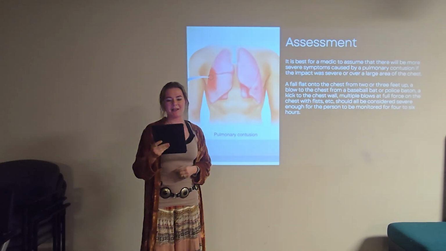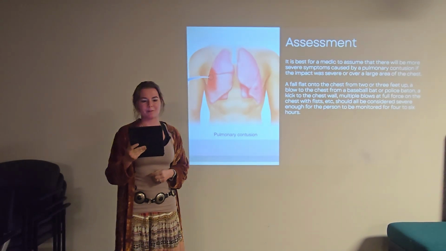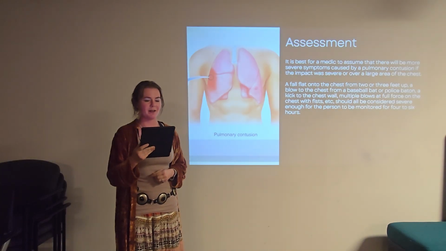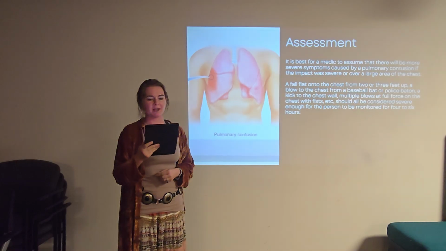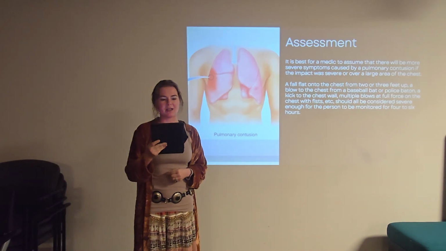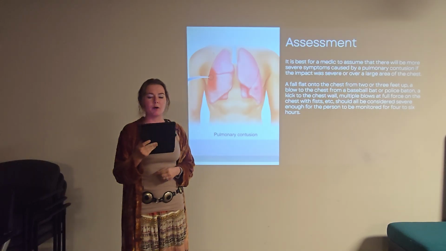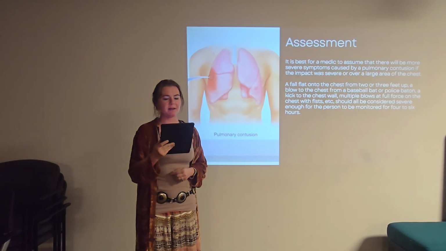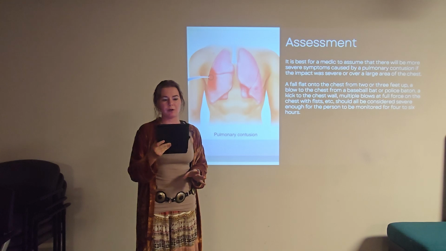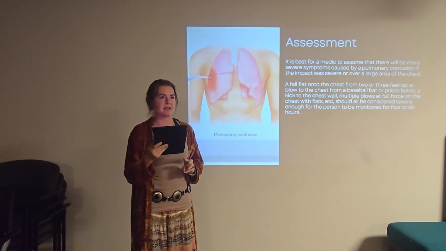It is best for a medic to assume that there will be more severe symptoms caused by a pulmonary contusion if the impact was severe or over a large area of the chest. A fall flat onto the chest from 2 to 3 feet up, a blow to the chest from a baseball bat or police baton, a kick to the chest wall, multiple blows at full force on the chest with fists, etc. should all be considered severe enough for the person to be monitored for 4 to 6 hours.